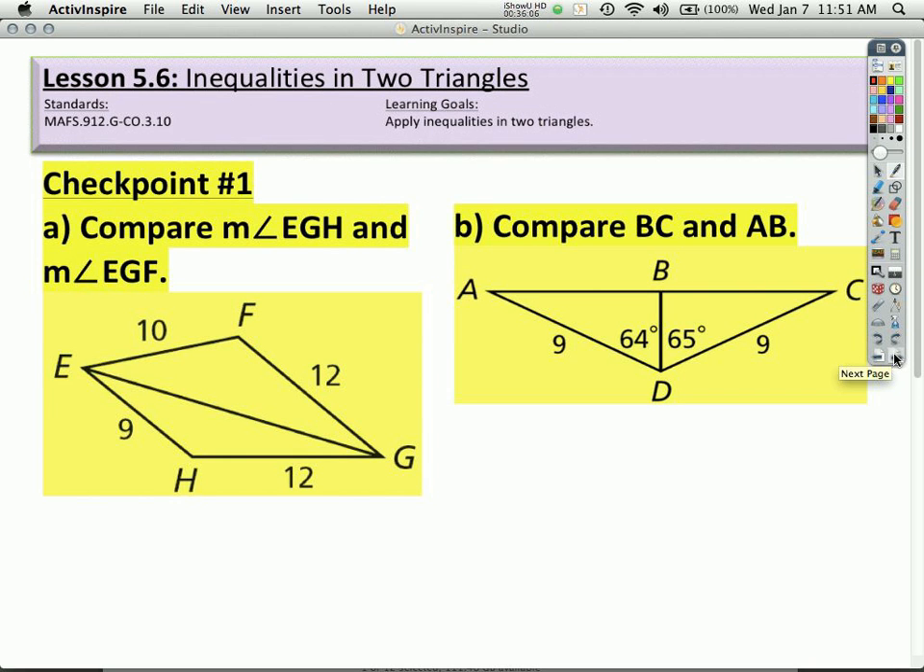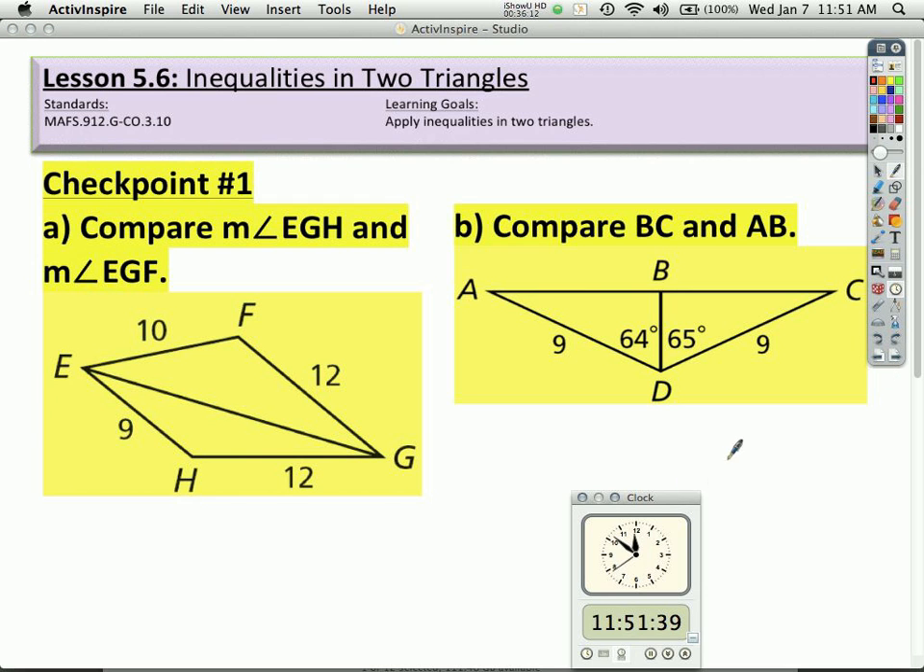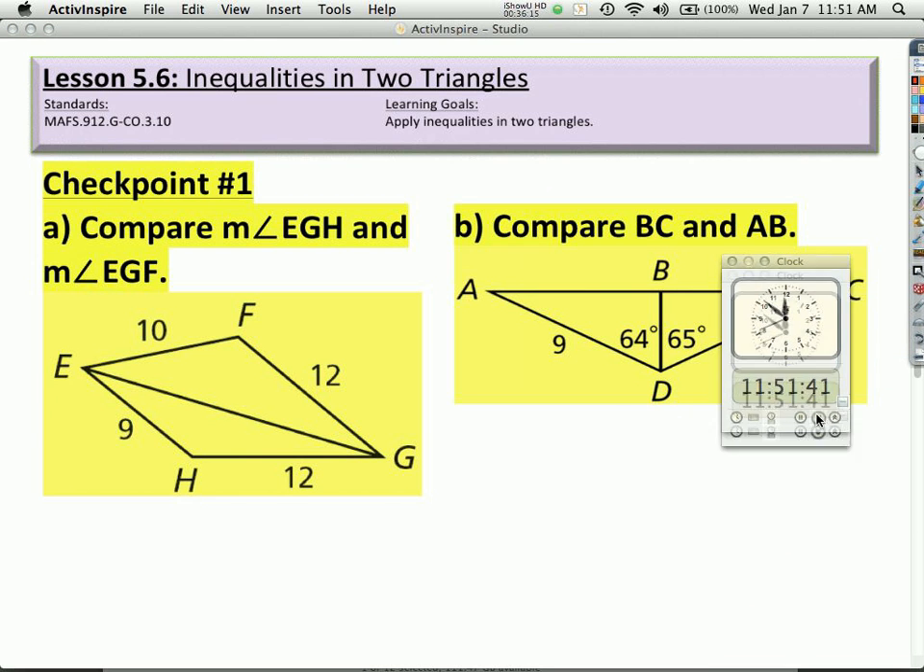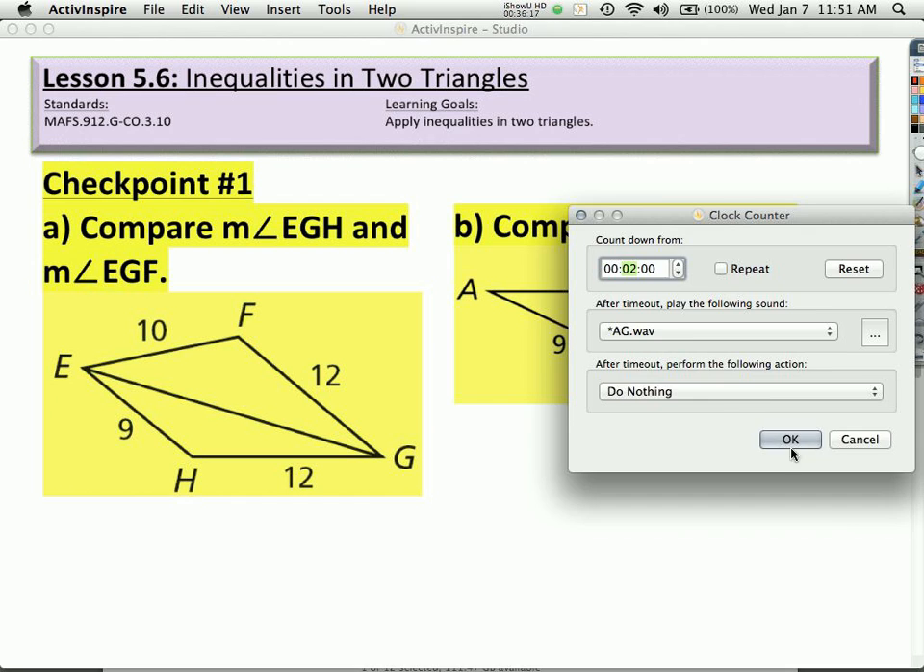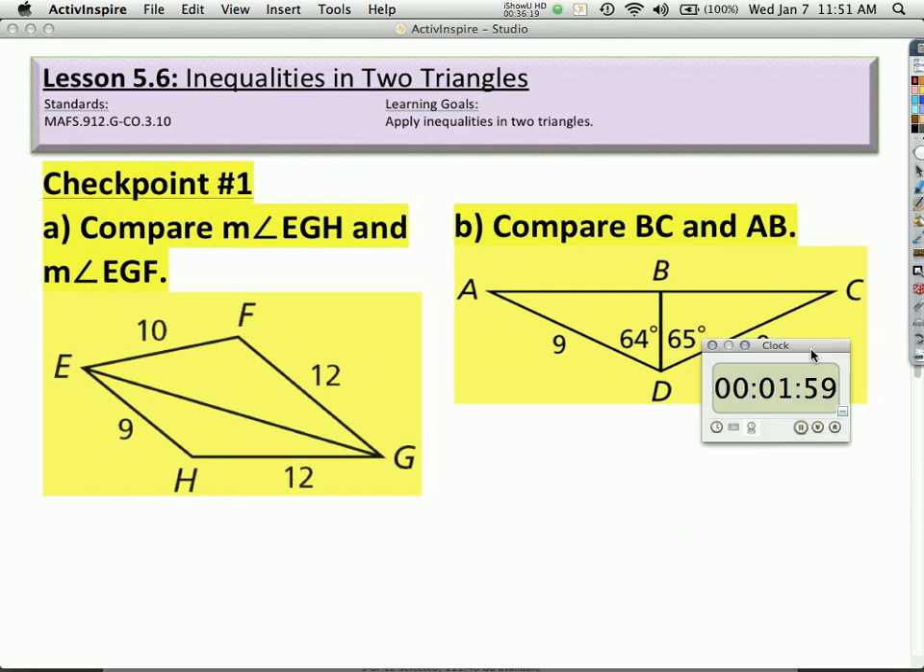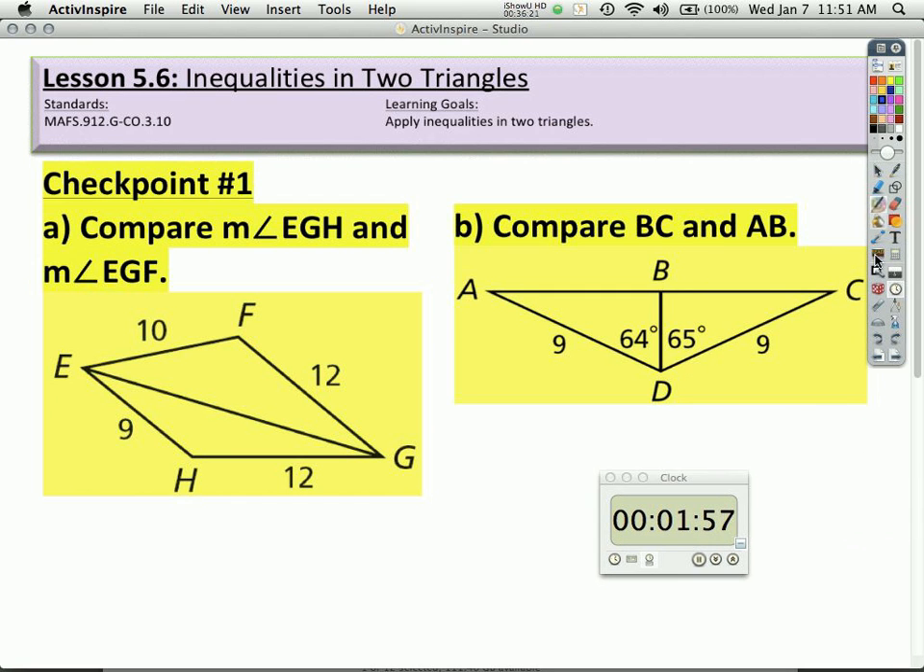So now checkpoint number 1. I've given you 2 things to explore. So you got 2 minutes. You do not have to draw anything for checkpoint. Just need to find me an answer to demonstrate that you're starting to understand what's going on.